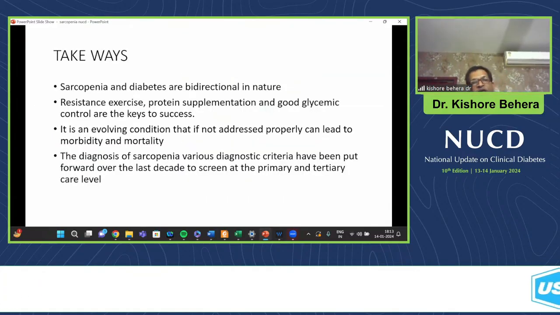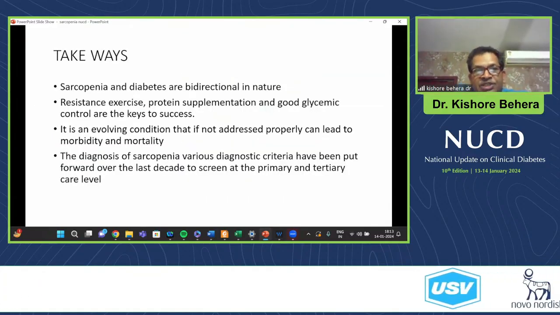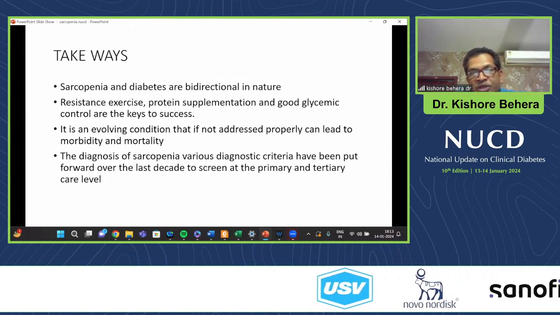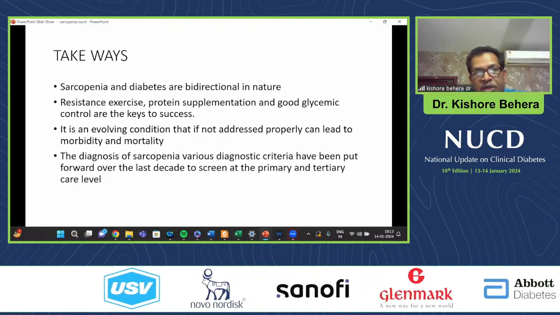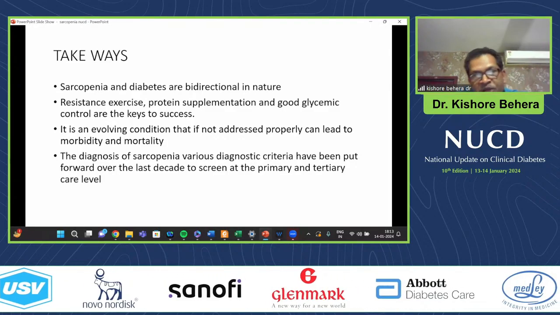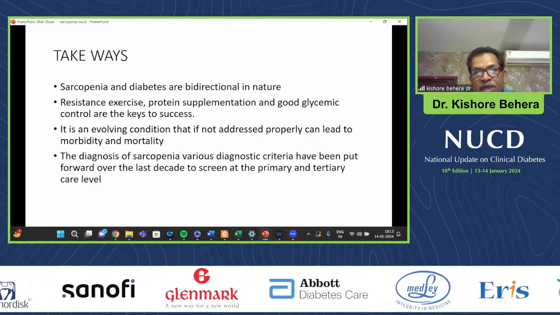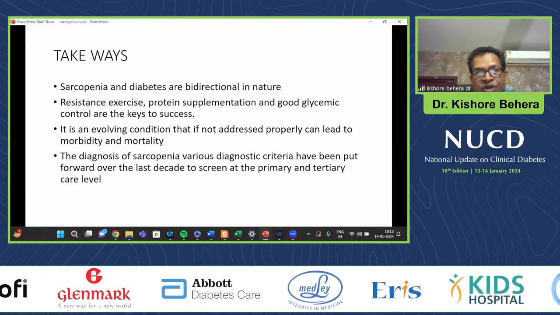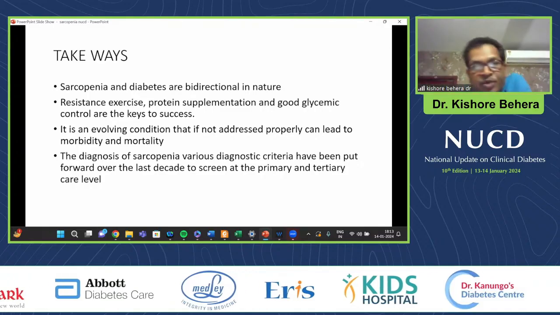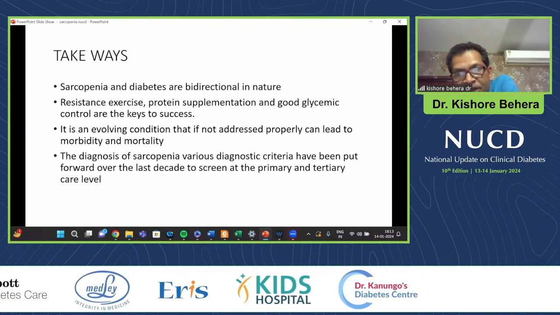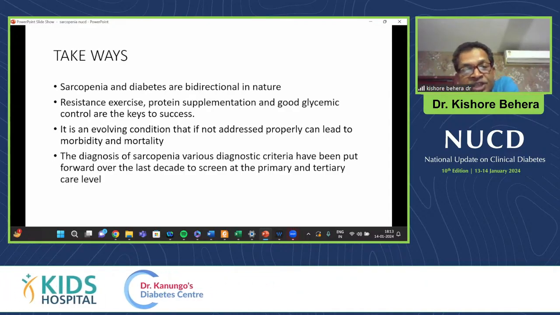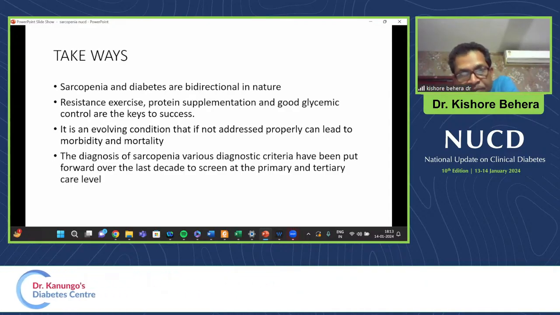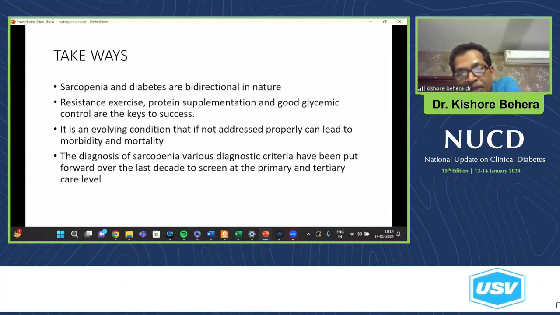So in takeaways, sarcopenia and diabetes are bidirectional in nature. Resistance exercise, nutrition, protein supplementation, and good glycemic control in case of type 2 diabetes with sarcopenia are the key to success. It is an evolving condition that, if not addressed properly, can lead to morbidity and mortality. The diagnosis of sarcopenia with various diagnostic criteria has been put forward over the last decade and was included in ICD-10 a few years back. It is an evolving science, an evolving disease, and a lot of things may be needed.